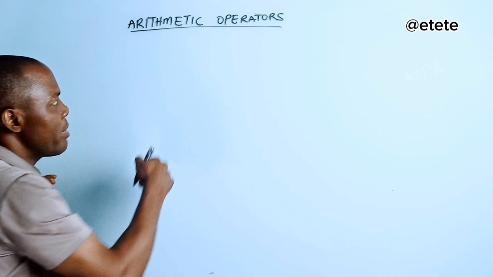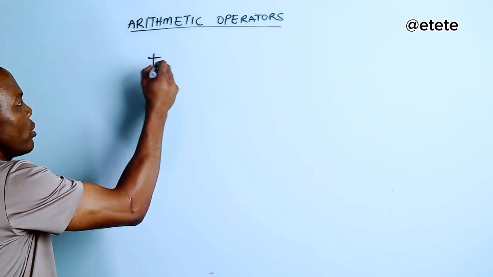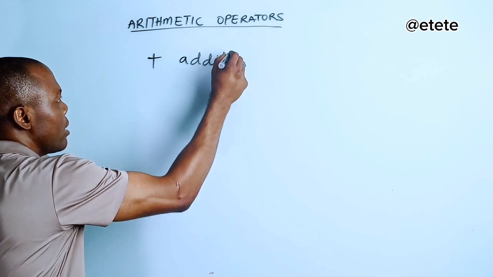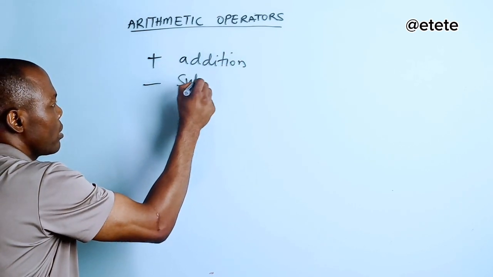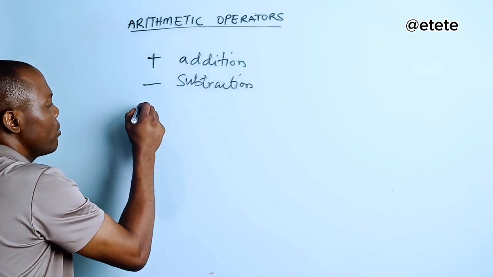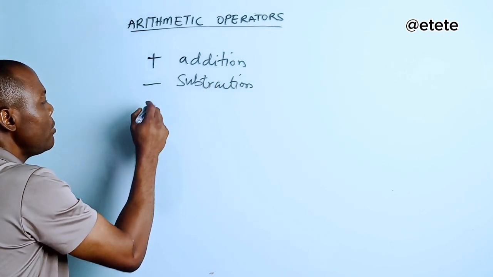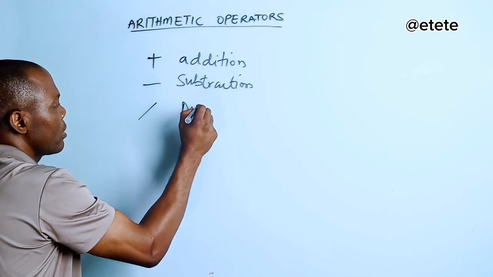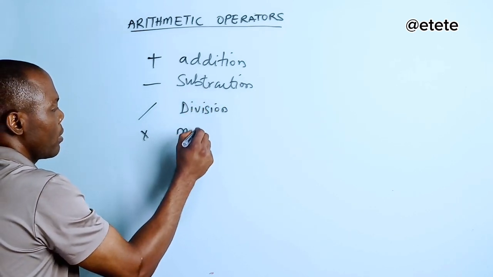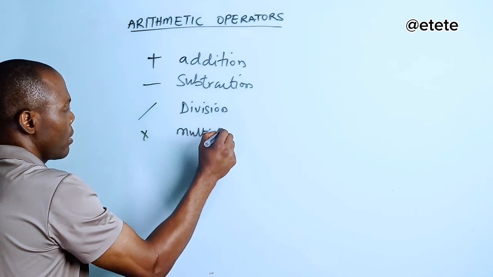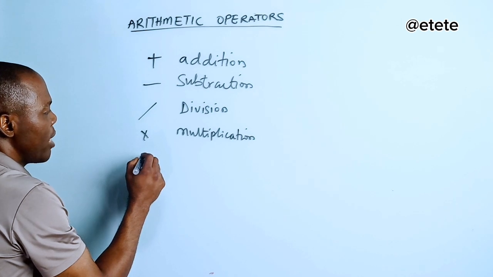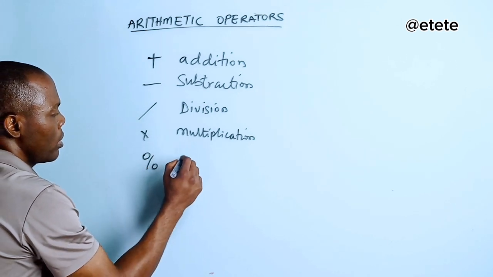So we are going to look at arithmetic operators. An example of that is what? Your addition, subtraction, division, multiplication, and then we have another one called modulus.